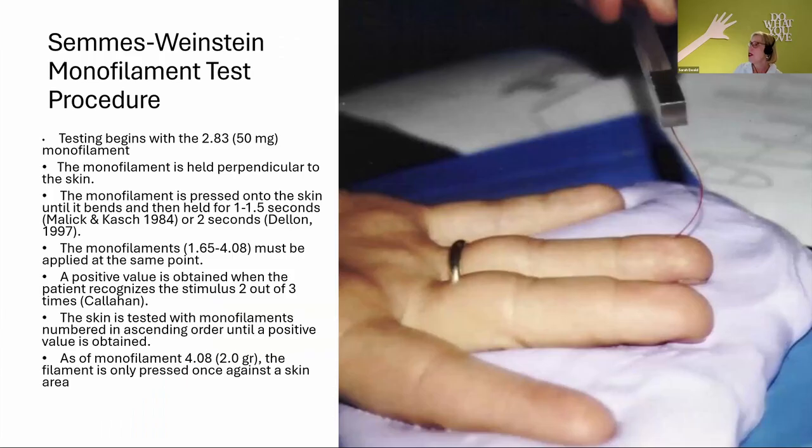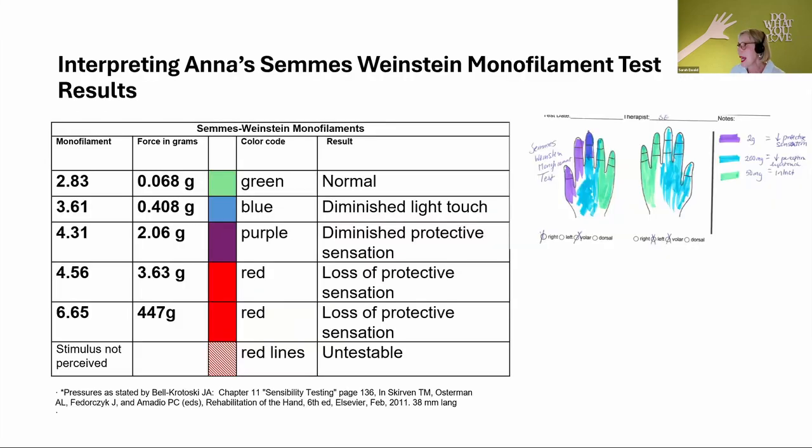Okay, you have the description in your materials. You just test until the monofilament bends, then you've delivered the amount of pressure for that particular monofilament, and you do want to test kind of in the same spot each time. Okay, so here are Anna's results from this.